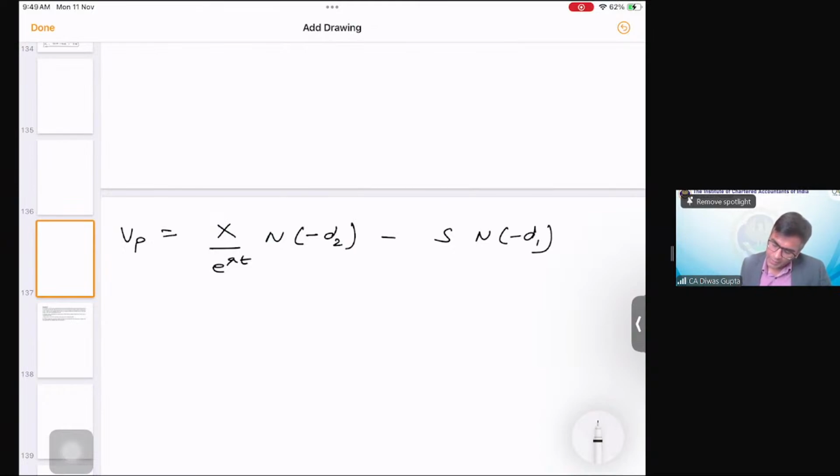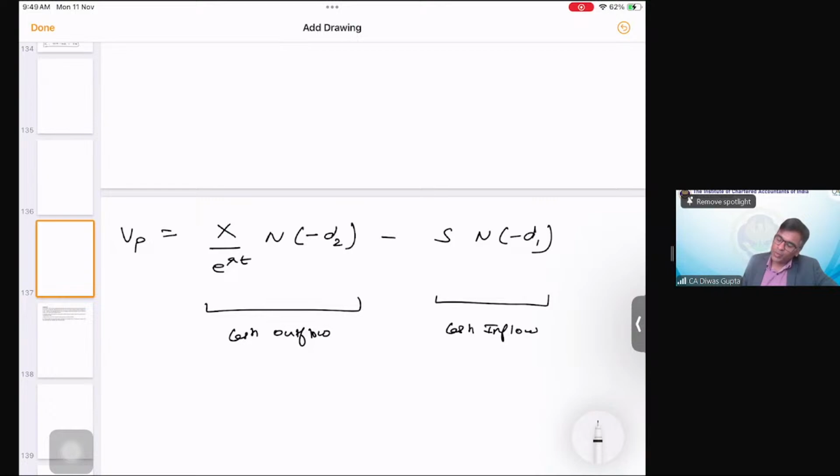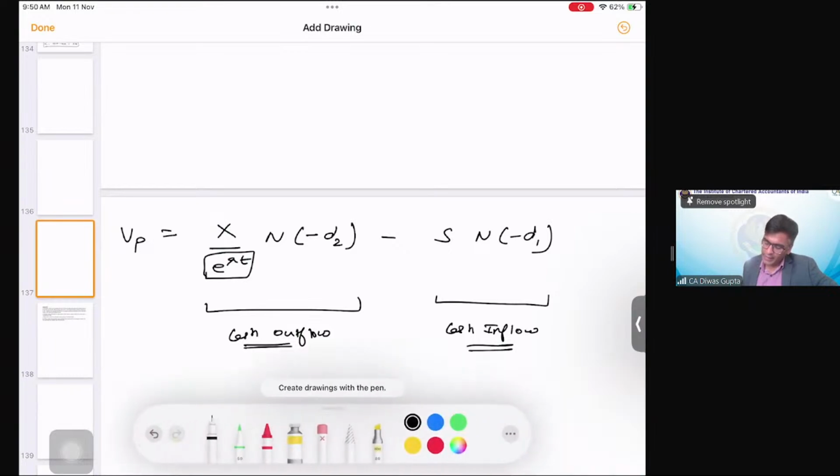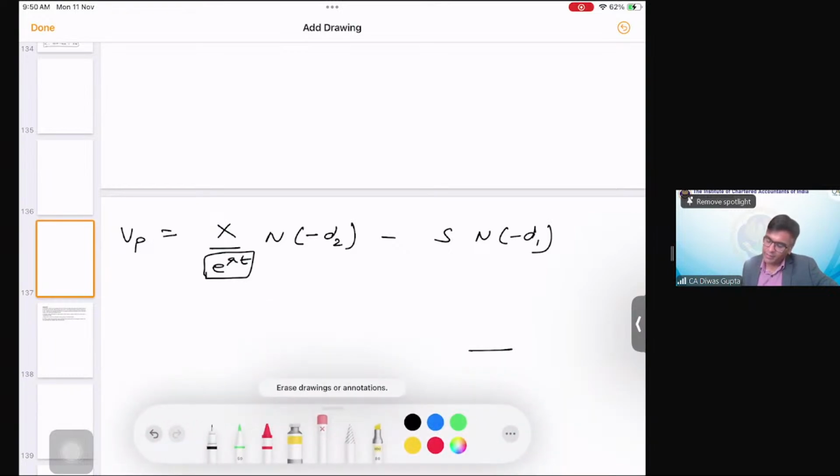Now students, if you see, this becomes the cash outflow at the expiry of the option, once the option gets exercised. Minus, if I sell the share today, this becomes my cash inflow. So this is today's cash inflow, this is expiry's cash outflow, but since we have taken the present value factor here, it becomes the cash outflow as on today. So both the values will get compared, and the value that we arrive at will be the premium.